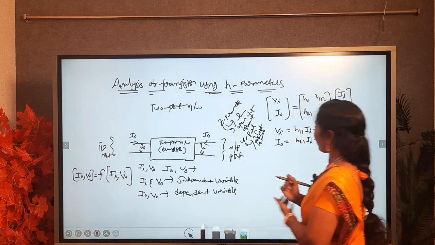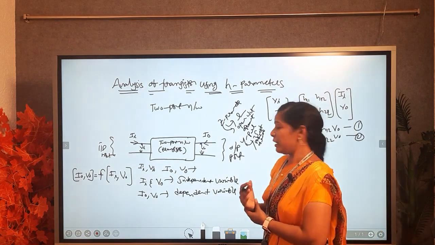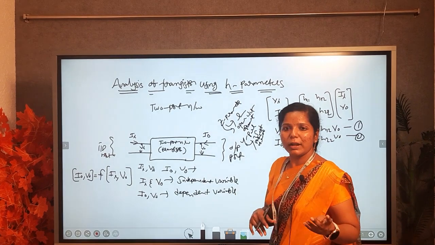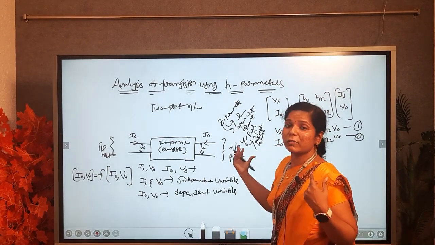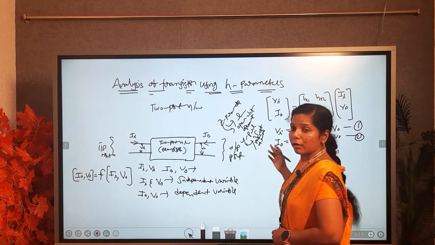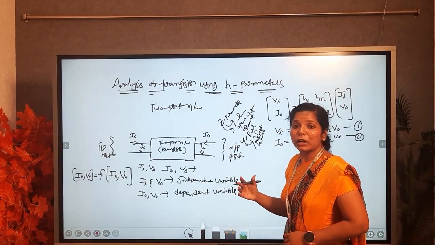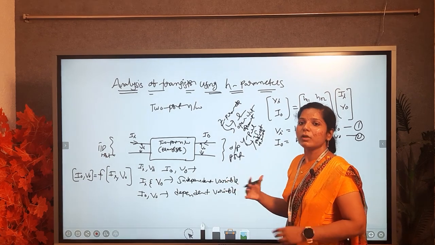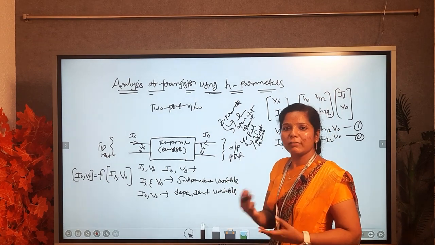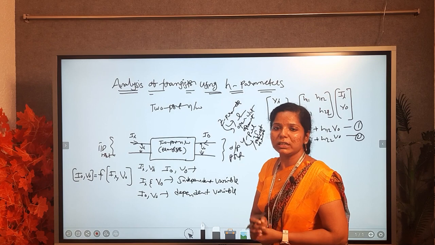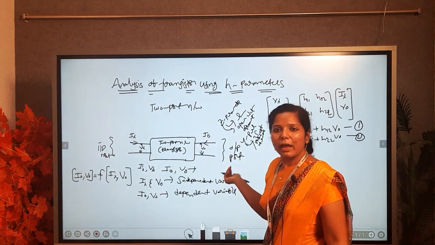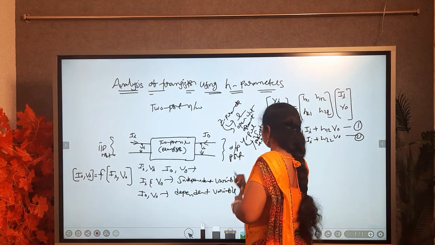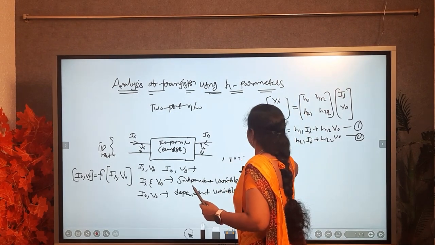If you want to find the parameters H11, H12, H21, H22, how do we get them? By applying open circuit and short circuit operations. Open circuit operation means the current will be 0. Short circuit operation means the voltage will be 0. By applying that, we get the H parameters. I can write it roughly.